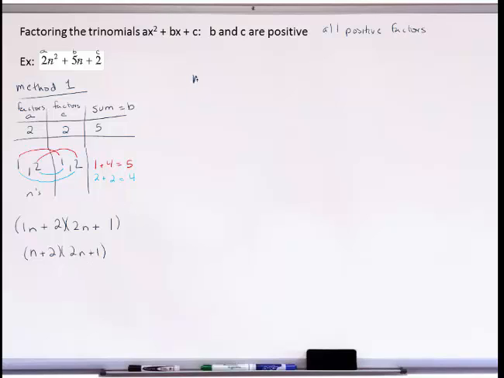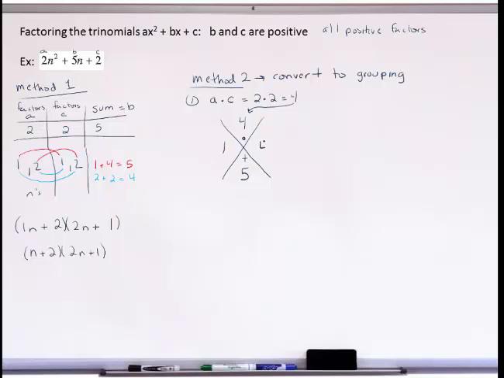Now method 2 is to use the big giant X, but we're going to use the big giant X to convert to grouping. And so the first thing we need to do is we need to do A times C, which in this case is 2 times 2, which is 4. And then when we make our big giant X, the multiplication and the addition, this is the number that goes here, and the addition is still B. Then I find factors of 4 that will add up to 5. 2 and 2 add up to 4. 1 and 4 add up to 5.